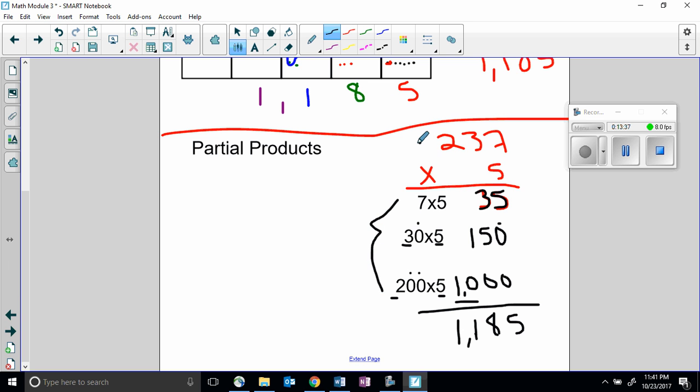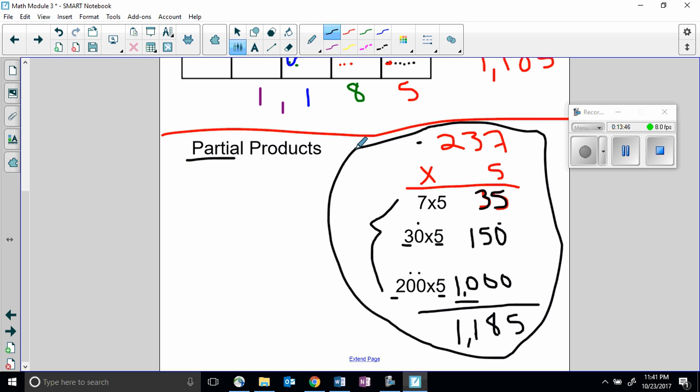just a piece of this number right here. That's why it's called partial. Pieces, partial. You will need this in your notes. Right here. You need this in your notes.